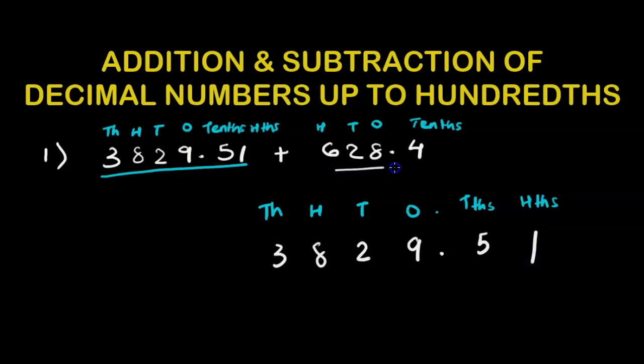Now let's put the second number underneath this place value chart. So 6 is under hundreds place, so 6 would go under hundreds. 2 is tens place, 2 goes under tens place. 8 is under ones place, 8 goes under ones place. We put a decimal. 4 is under tenths place, and we do not have anything under hundredths place. So wherever we have nothing, we can fill that gap up with a 0.